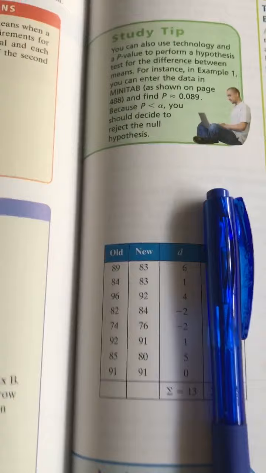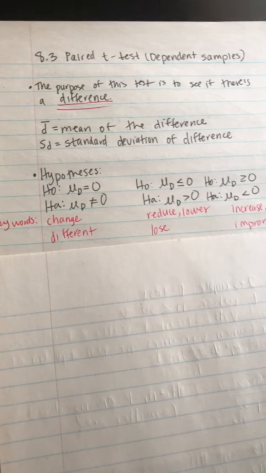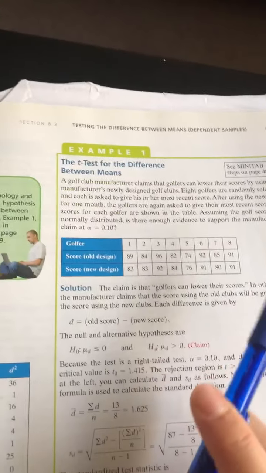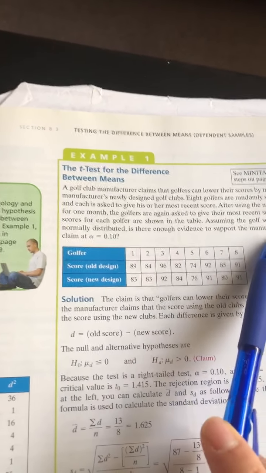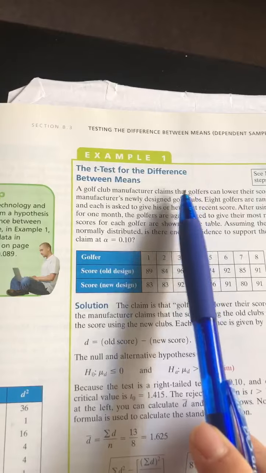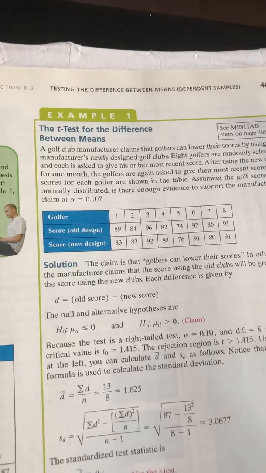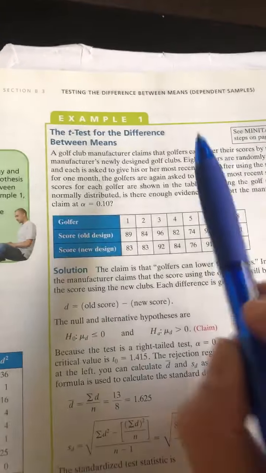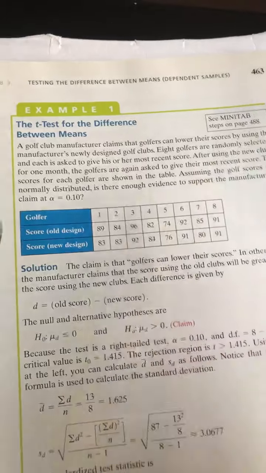Okay, so to do the problem, first we have to pick which hypotheses. The question says, does the design make a difference? Okay, and we're going to pick the keyword. Actually, sorry, it doesn't say if it makes a difference. It says, is there enough evidence to support the claim of the manufacturer? They're claiming that it lowers the score. So that's the claim, and that would be your keyword. So it does lower the score. It's right here. The manufacturer claims that the golfer lowers the score by using the new design.